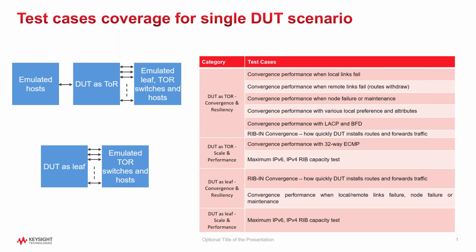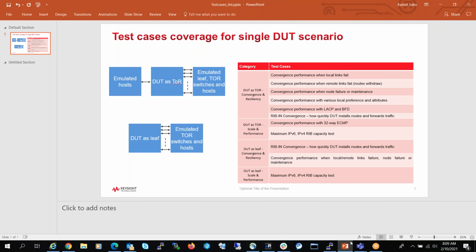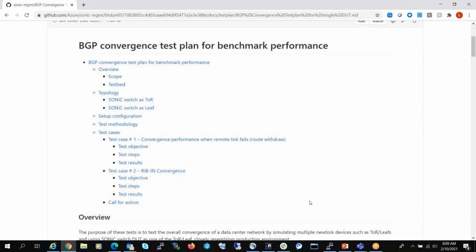Coming to the topology with the switch acting as a leaf, we will be covering all these failure scenarios along with the RIB-FIB convergence and the route capacity test. So any questions here regarding the test cases? Okay, then let's go back to the test plan.